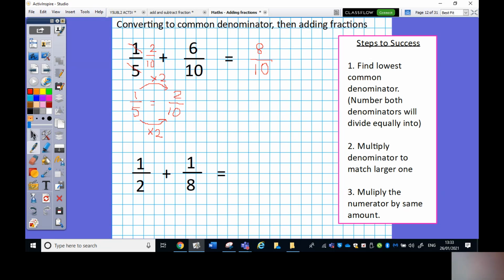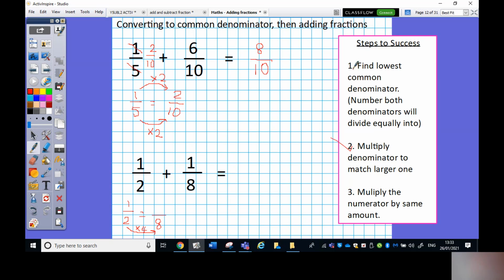Okay, what's the first step? Can you tell me? We have half plus 1/8. Good job. So what is our common denominator? 8. Good. 8 is our lowest common denominator. So 1/2 equals 8. Sorry, there we go. So what must I do to 2 to get 8? Tell me. Yeah, well done. I'm going to multiply it by 4.